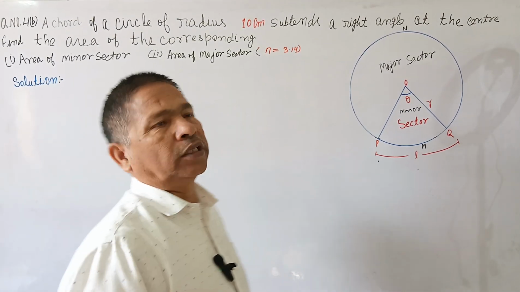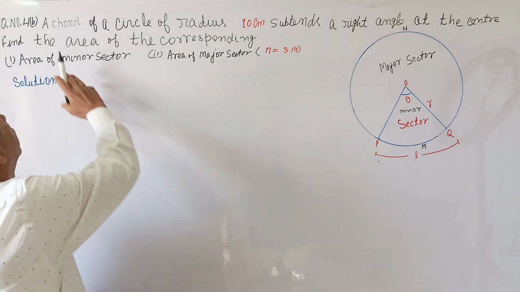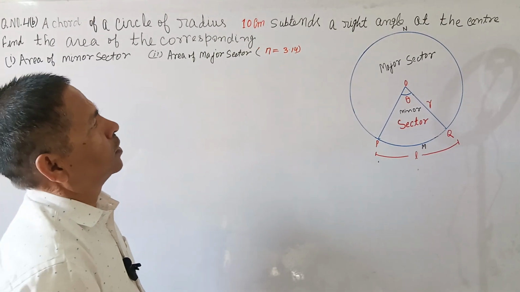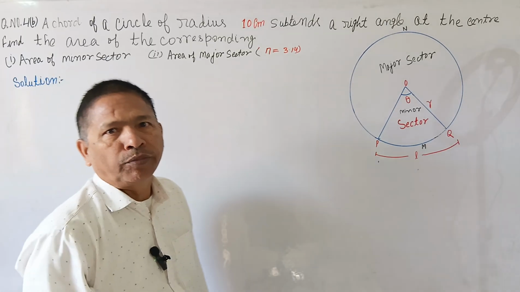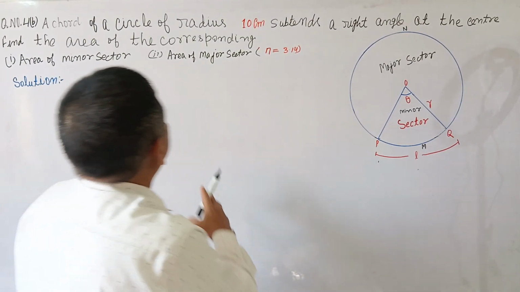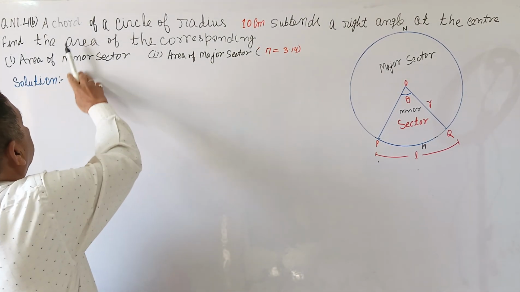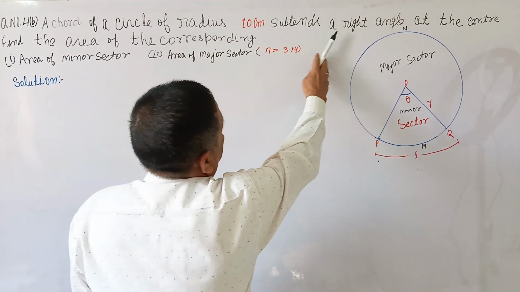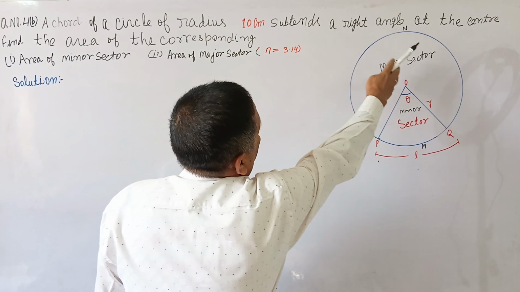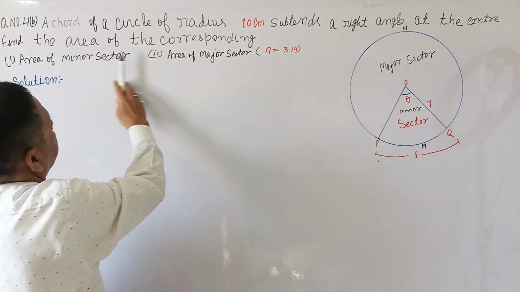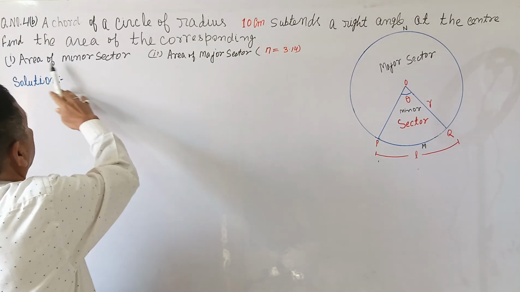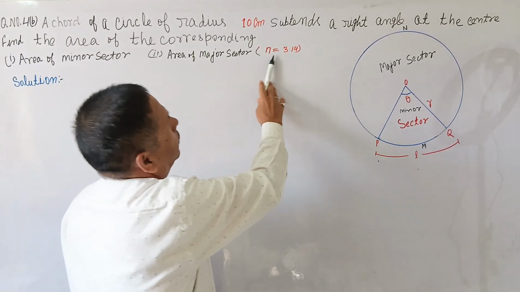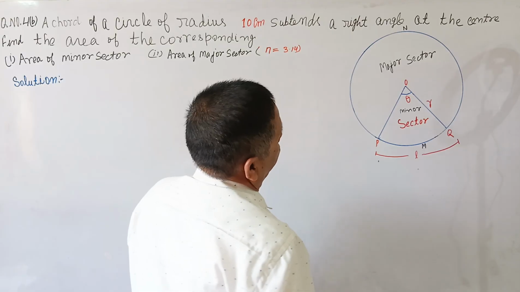This question is the extension of question number 4, which we solved in my previous video, that is, area of minor segment and area of major segment. Now in this, the question is: a chord of a circle of radius 10 centimeters subtends a right angle at the center. Find the area of the corresponding minor sector and major sector. We have to take pi equals 3.14.